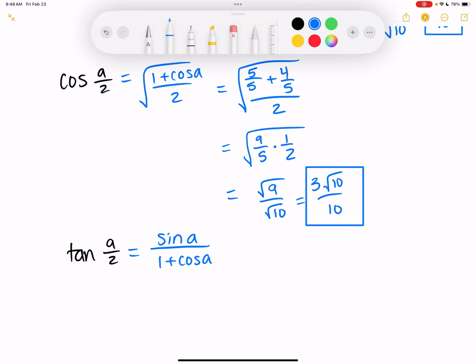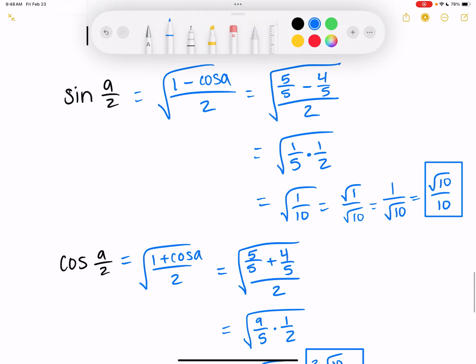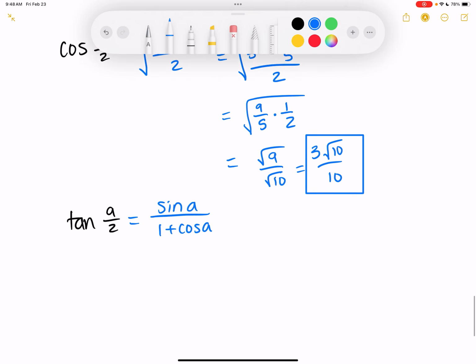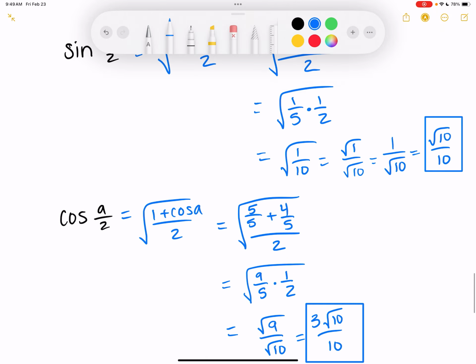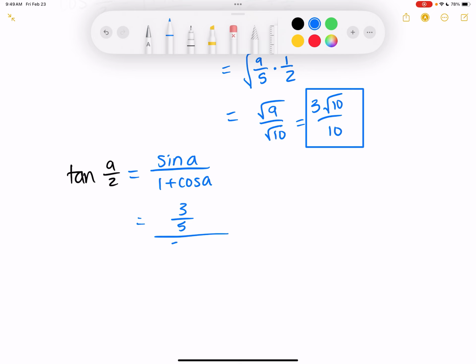Alright, so sine of A was 3 over 5. So on top I've got 3 over 5. On the bottom, cosine of A was 4 over 5. So again, to get a common denominator, I'm going to write 1 as 5 over 5 plus 4 over 5. So that's 3 over 5 over 9 over 5. Keep, change, flip. 3 over 5 times 5 over 9. 5's cancel. 3 and 9 reduce to 1/3.